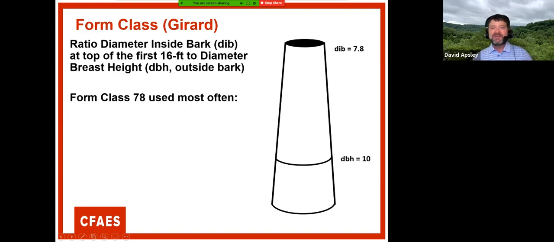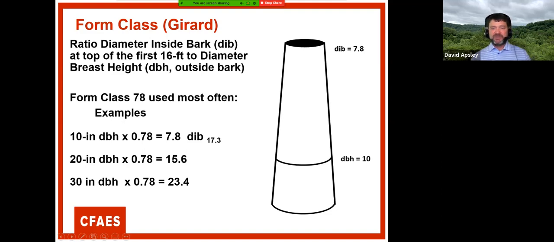But we assume a form class, and this varies by species, but the normal that we use in Ohio that seems to work pretty well is form class 78. And all that means is the relationship between the diameter at breast height, at 4.5 feet above the ground, and the diameter at the top of that first log is 78%. So if it's 10 inches in diameter down here, it's 78% of that up there. So if it's 10 down here, it's 7.8 up there. If it's 20 down here, it's 15.6 up there. So we make that assumption that the taper is that. If you wanted to get a little more precise, you might change that depending on the species you're doing, but in general, standard is 78. So just keep that in mind.